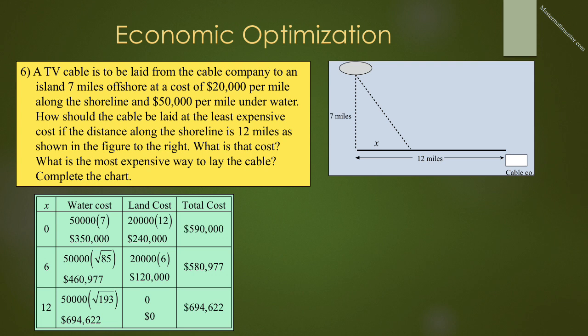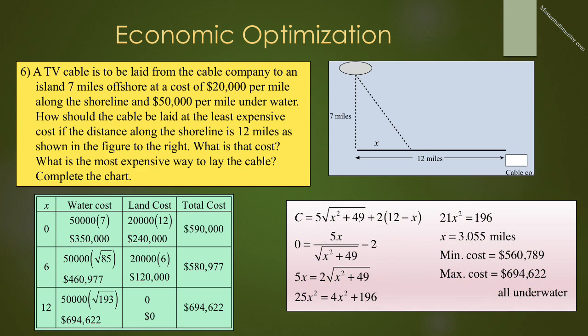Now let's lay it halfway when x is 6. So when x is 6, the water cost will be the distance, which will be the square root of 7 squared plus 6 squared, or the square root of 85, times 50,000, or $460,977. And the land cost will be 20,000 times 6, or 120,000. And therefore our total cost is $580,977. So far, that is the best figure, but maybe we can do better.